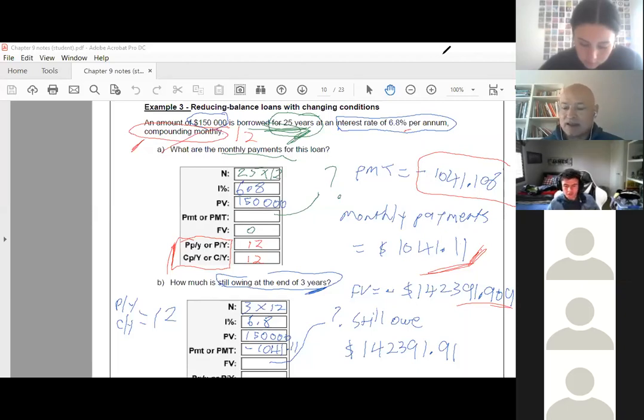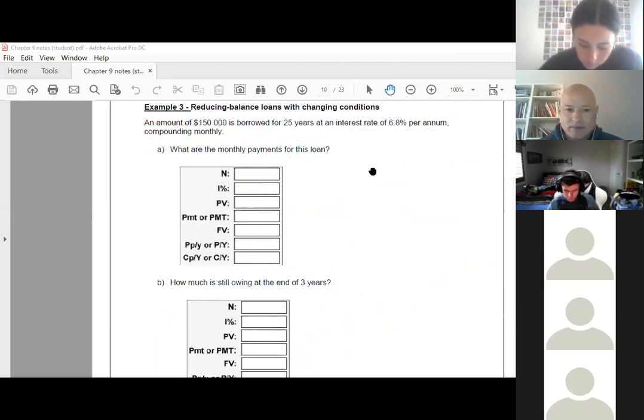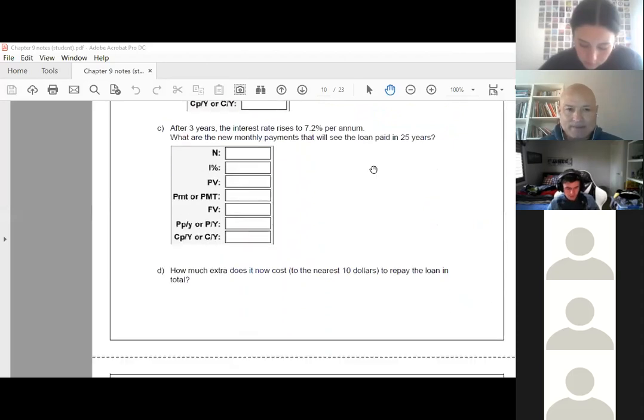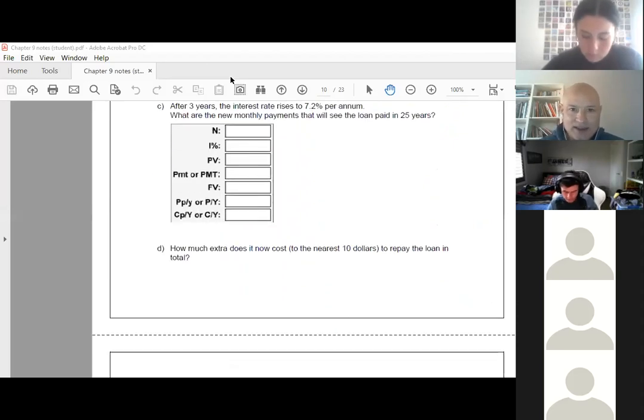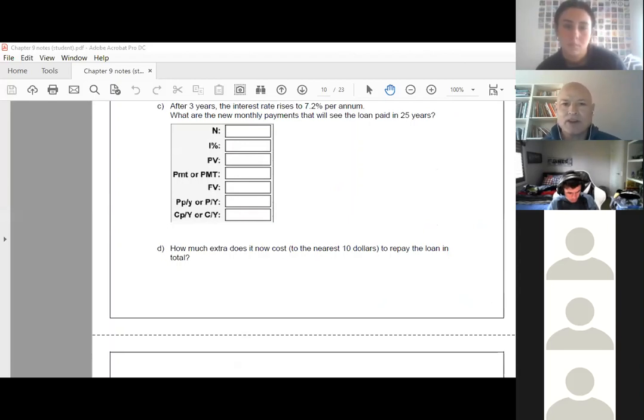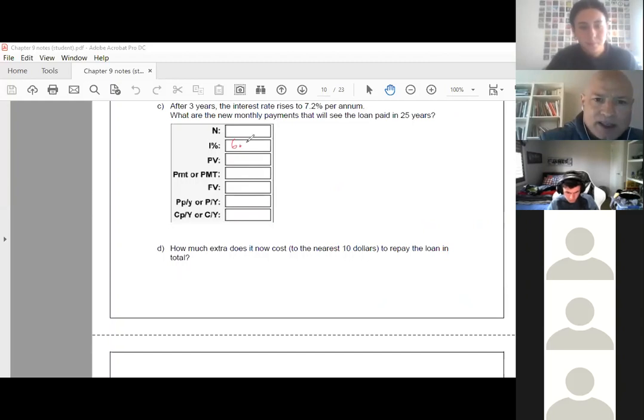Okay, about to clear it unless someone says no. Okay, part C. I'm definitely going to need your answers now. After 3 years, the interest rate rises to 7.2% per annum. What are the new monthly payments that will see the loan paid in 25 years? So the interest rate originally was 6.8, I think.